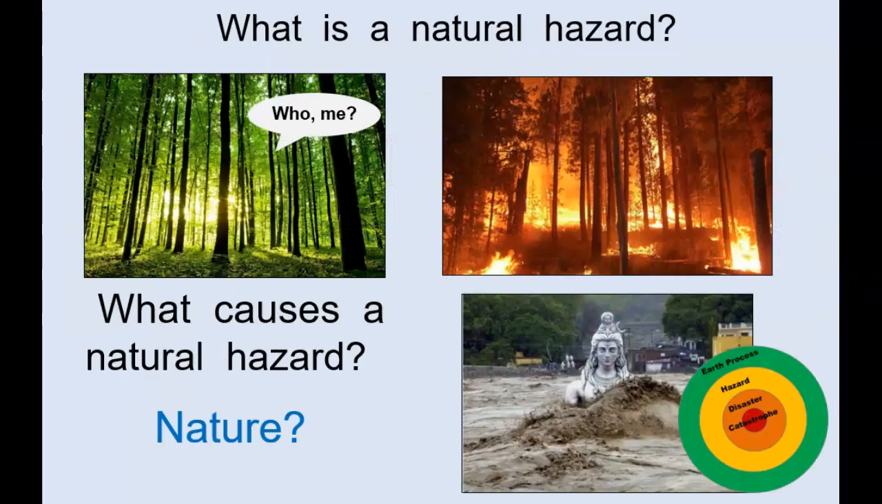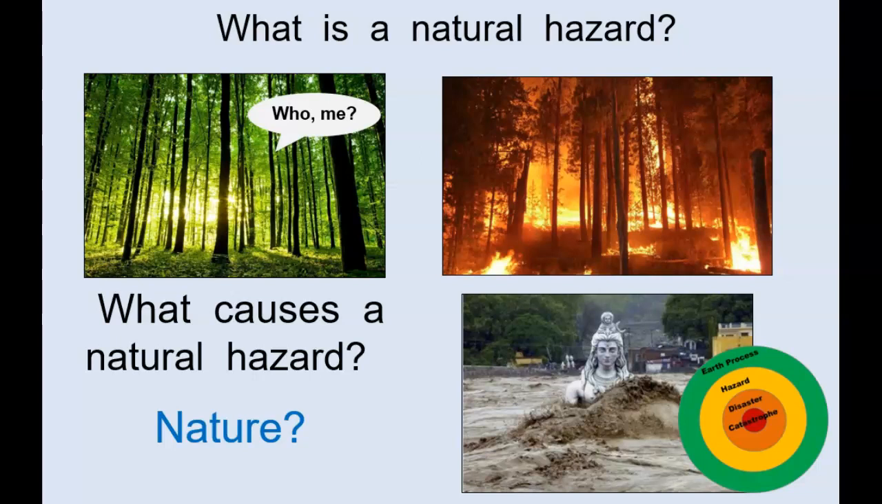So what really is a natural hazard? It is a potential danger that poses a threat to people or property that is caused by nature. So again, a natural hazard is a potential danger that poses a threat to people or property that is caused by nature. So there you realize that it is a natural process, right?